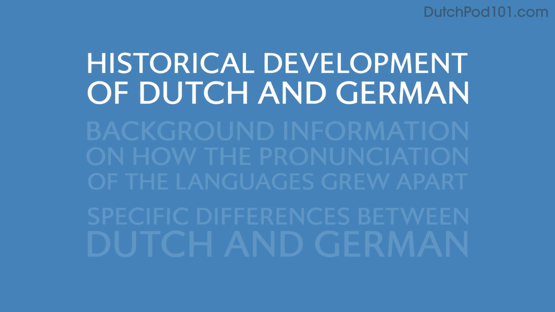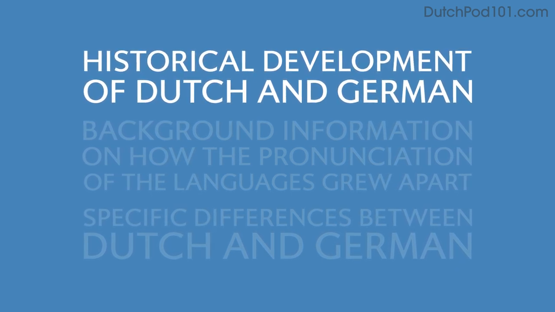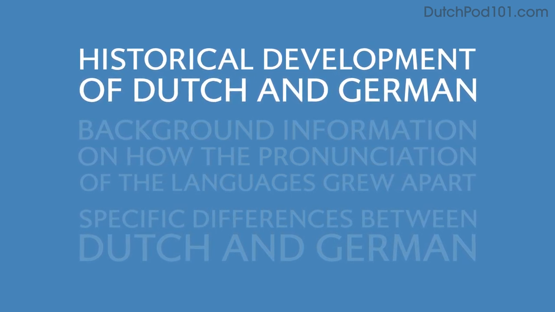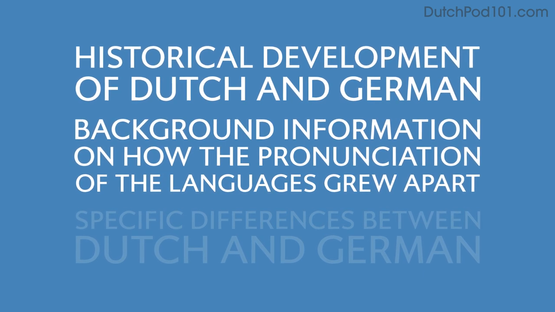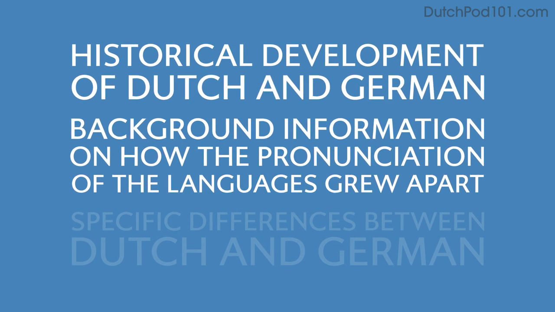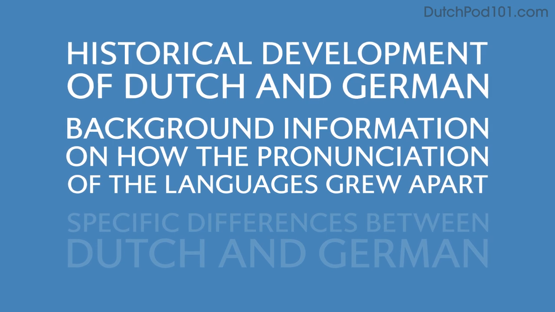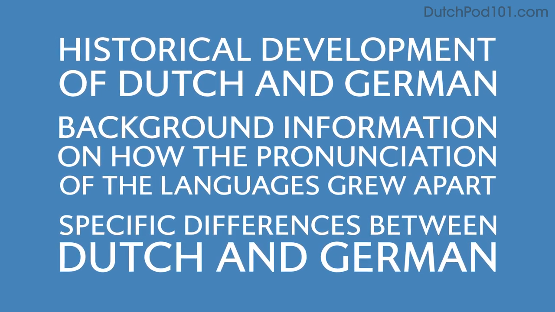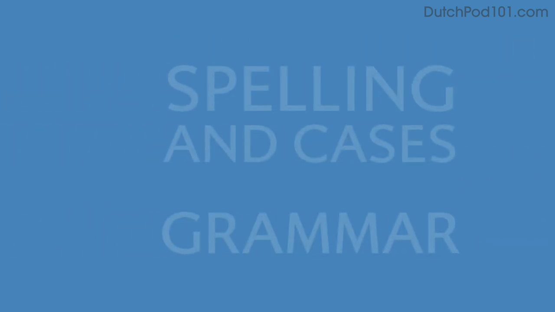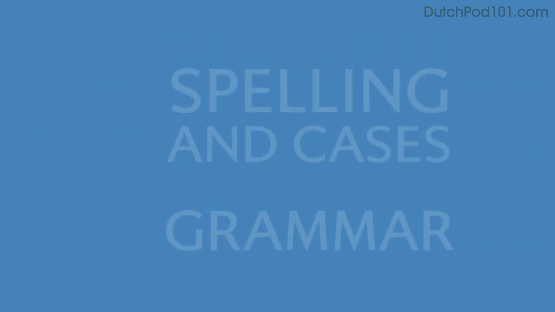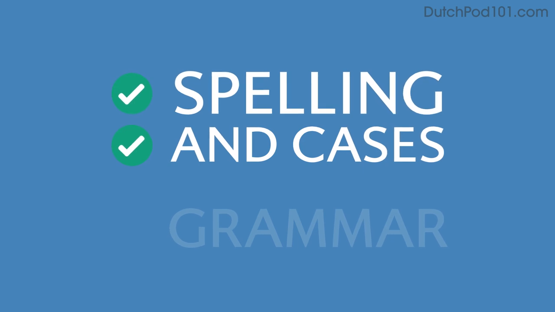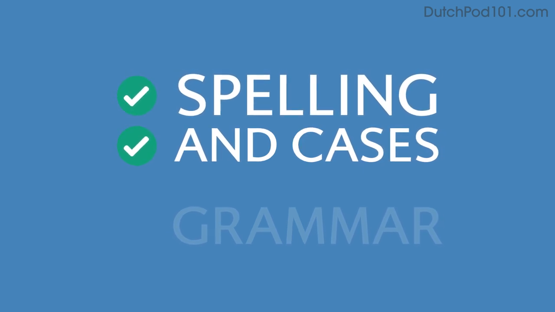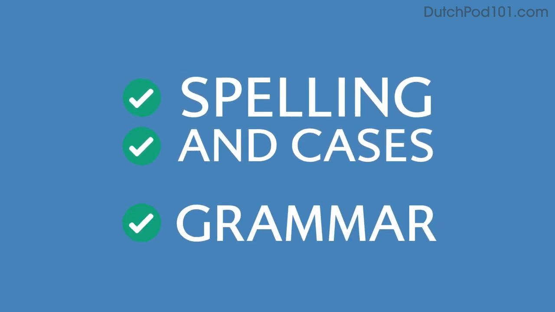I will introduce a bit of the historical development of Dutch and German. Then I'll give some background information on how the pronunciation of the languages grew apart. After that, I will go deeper into specific differences between Dutch and German. The first specific difference I will be discussing is the spelling and cases. The second specific difference I will be discussing is related to grammar.